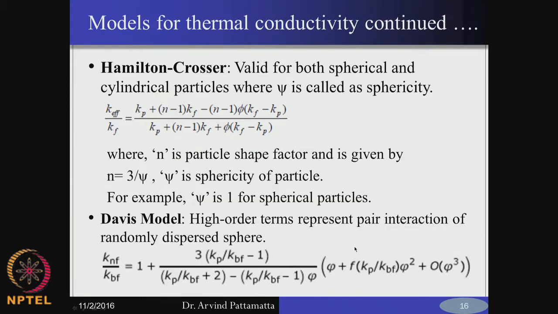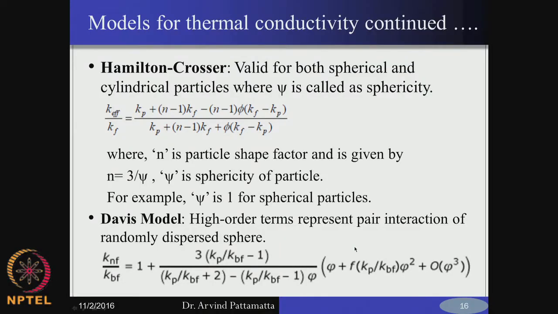So, for the limiting case of a spherical particle, the Hamilton Crosser model collapses into Maxwell's model, and for values of psi not equal to 1, you can look at particles of different shapes. There is also something called the Davis model, which includes some of the higher order terms that may be important if you want to look at the interaction between the nanoparticles. If you do not include the second order and third order terms, then it becomes again equal to Maxwell's model.